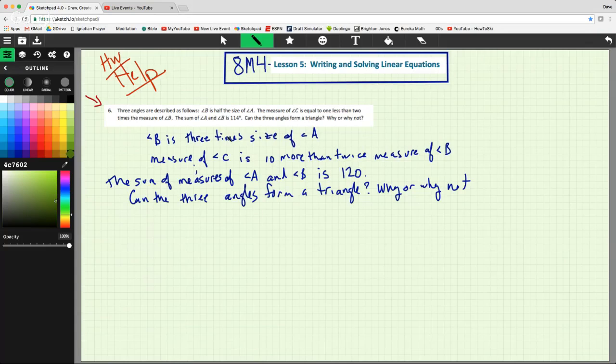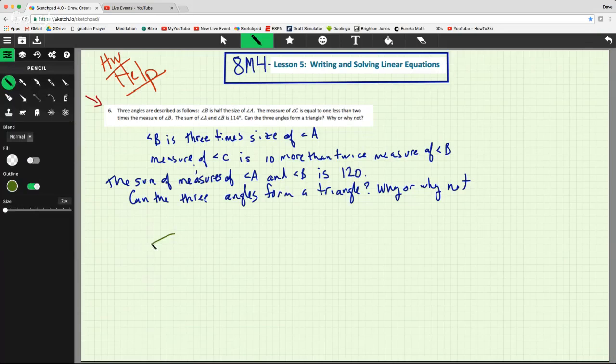Which one's the smallest? Well, B is 3 times A, so B is bigger than A. And then if B is bigger than A, C is 10 more than twice B. So C is the biggest. So let's do it like this. We're going to draw a picture of angle A.